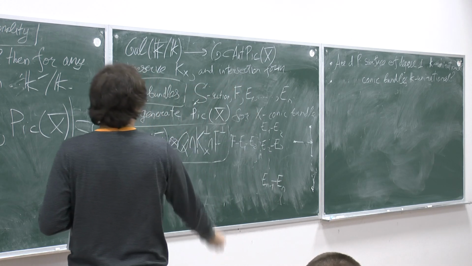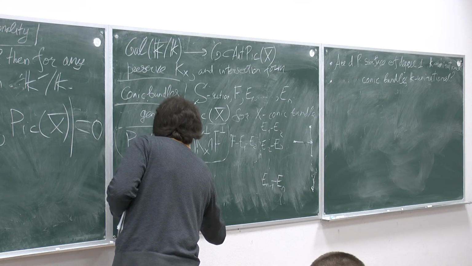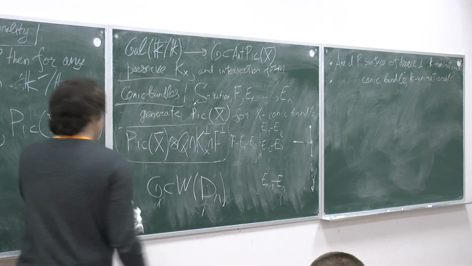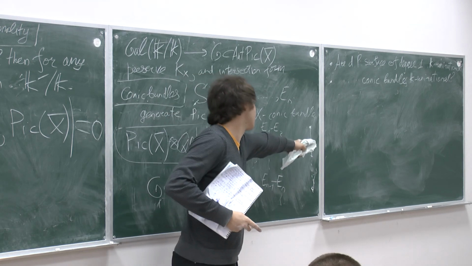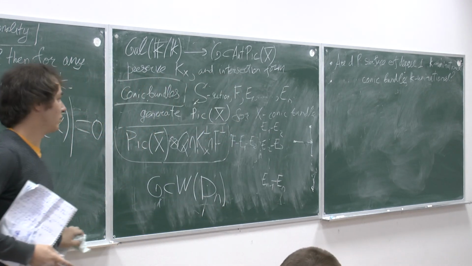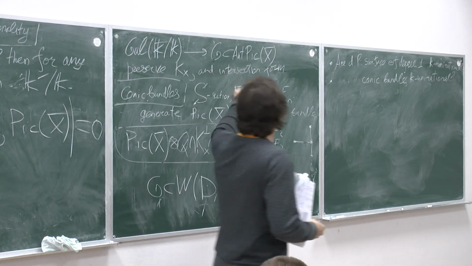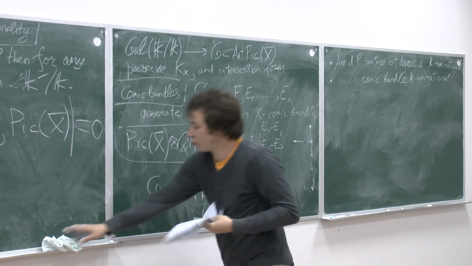Well, so in this case we have that the group G is a subgroup of the Weyl group of type Dn. This is the Dn root system. And G maps to the automorphism group of Dn.